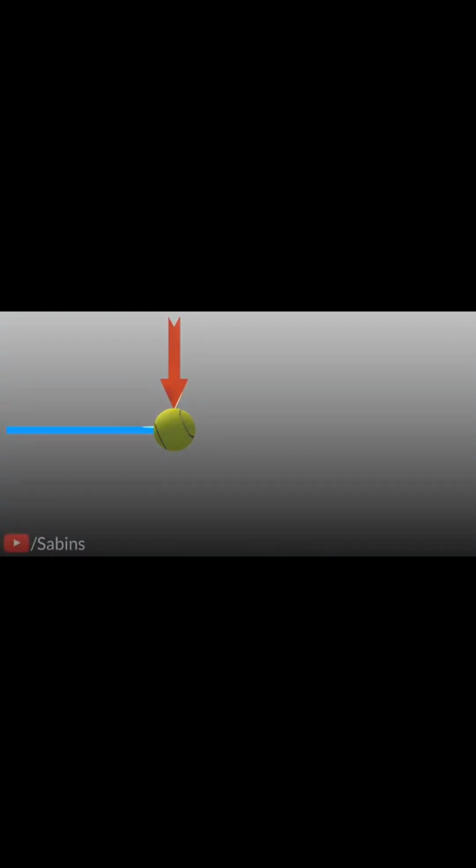Consider this tennis ball and assume it's moving on a straight line initially. If you apply force perpendicular to its motion for a short time, the object will deflect, as shown. Its direction changes. Now let's apply the force again, perpendicular to the new direction. The object deflects again.